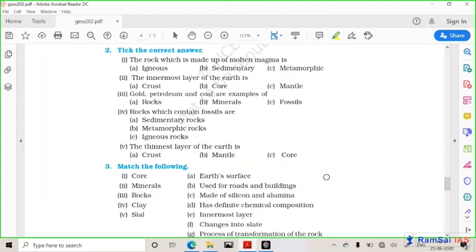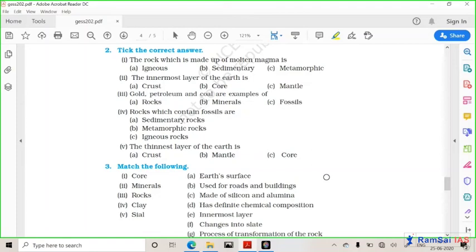So in the end, I will sum up again. Rocks are nothing but an aggregate of one or two minerals. Minerals are very important. When lava or magma cools down, it gets converted into rock. So the first rock, or primary rock, is known as igneous rock. Igneous means made up of fire.